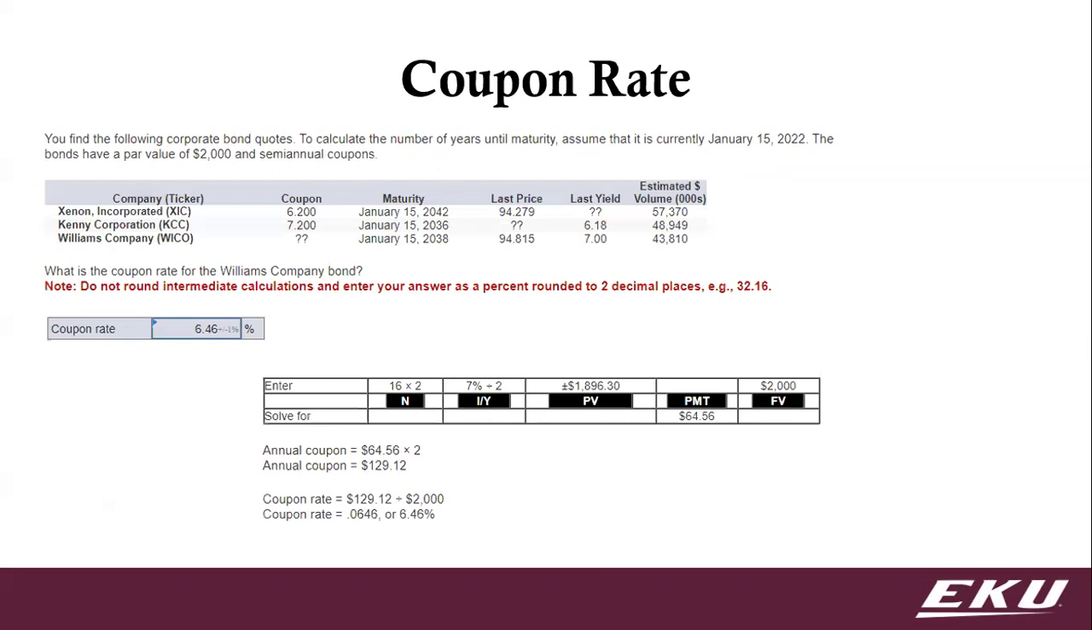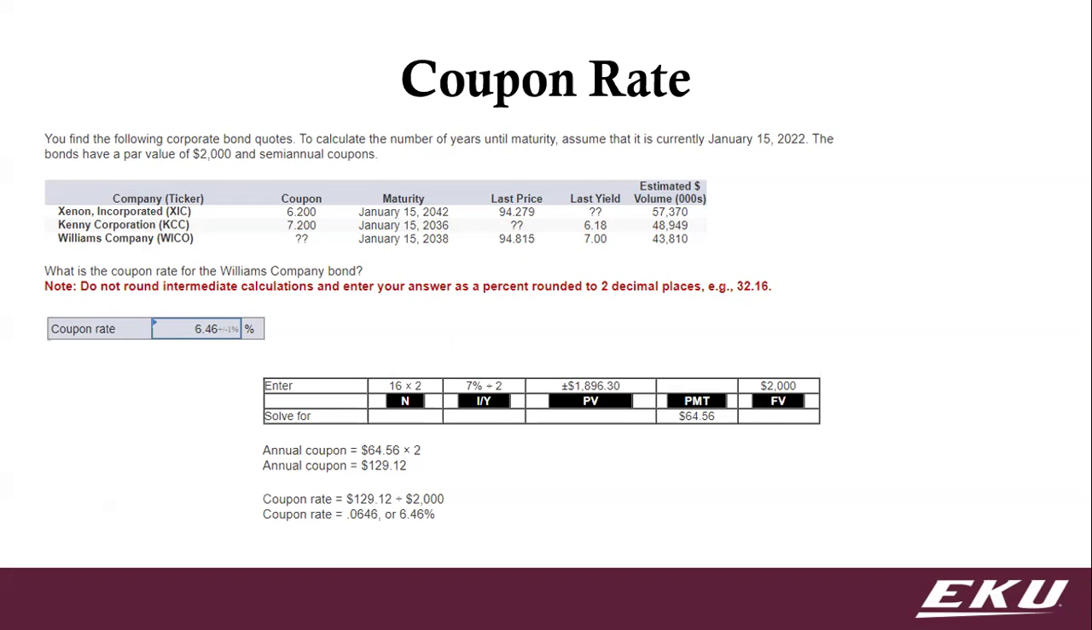Here's another one calculating a coupon rate. Again, this one looks a little more complicated, but it just shows you a bit more data, and a lot of that you don't need. So these are the bond quotes that we have. We're assuming that it's currently January 15th of 2022. The par value of these bonds is 2,000. They just did that, I can't tell you why. And then they are semi-annual payments.